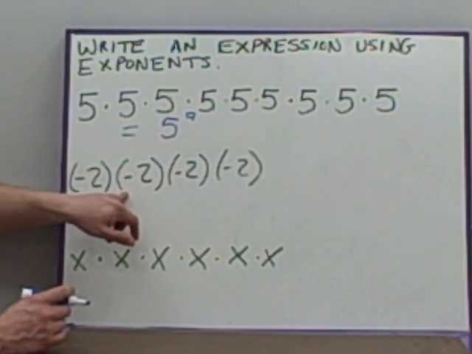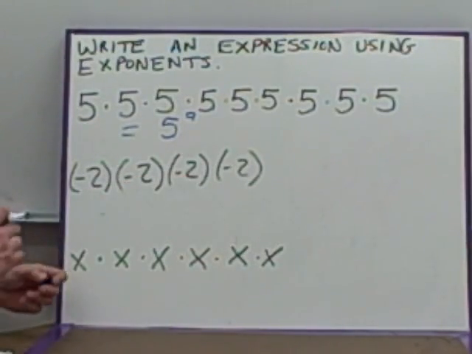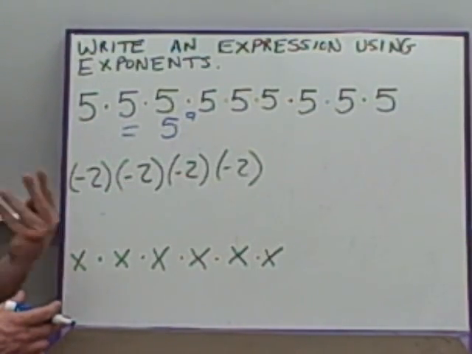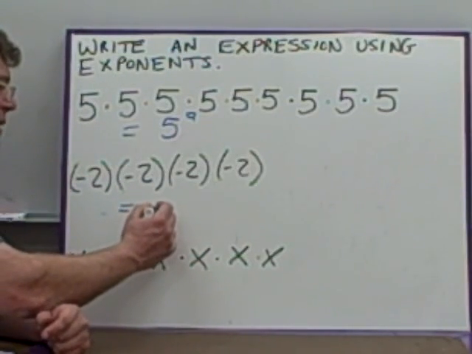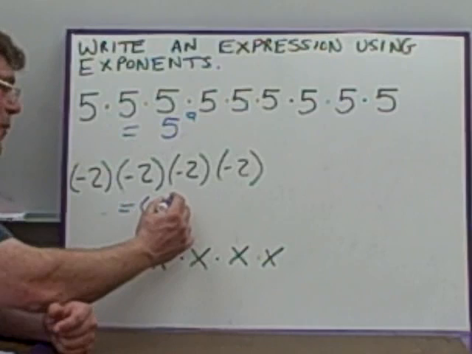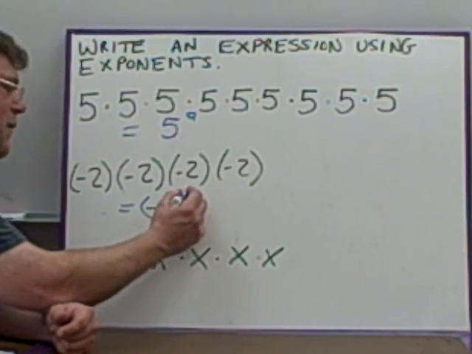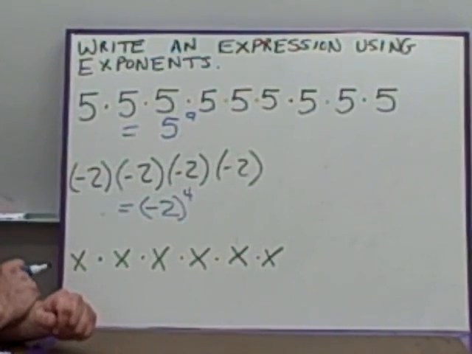This is negative 2 times negative 2 times negative 2 times negative 2. How many negative 2's are there? There's 4 of them. They are all being multiplied. To write that with exponents, you would write negative 2 in parentheses to the 4th power, with a little 4 up there.